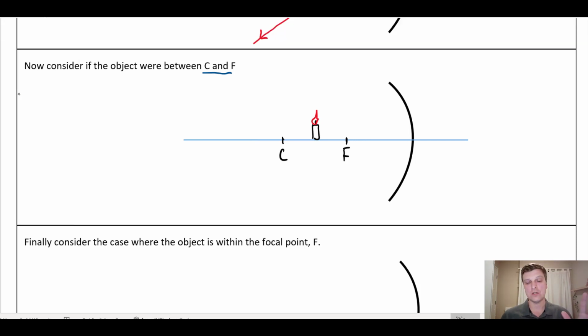Okay, so the first line I draw is parallel to the principal axis, coming off of the top of my candle, parallel to the principal axis. So it goes like this. That is going to bounce off through the focal point, and so something like this. Okay, very nice. So there's my first ray. Now my image is somewhere along that ray. I just don't know where yet.